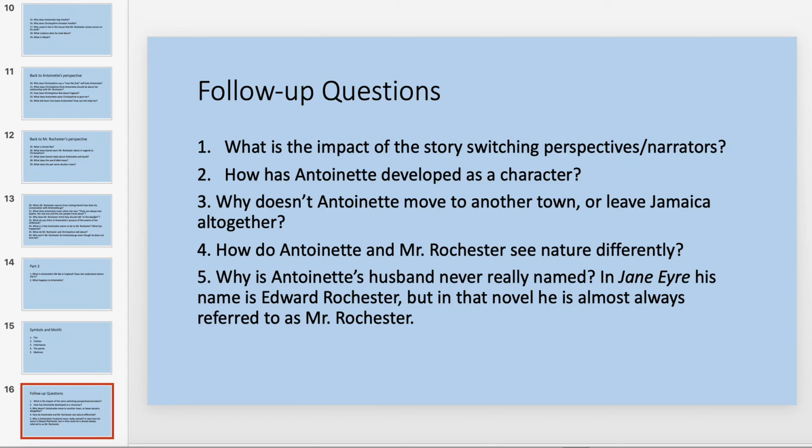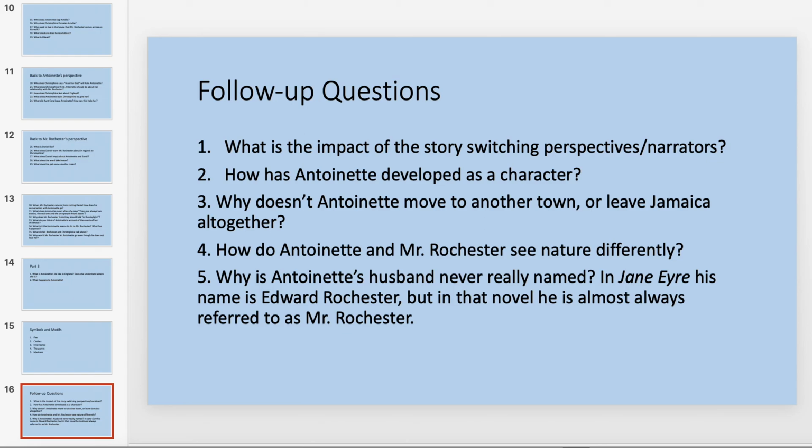Question 3, why doesn't Antoinette move to another town or leave Jamaica altogether? 4, how do Antoinette and Mr. Rochester see nature differently? And then lastly, why is Antoinette's husband never named? So again, in Jane Eyre, his name is Edward Rochester, but in that novel, he's almost always referred to as Mr. Rochester. In Wide Sargasso Sea, he's never actually given a name.